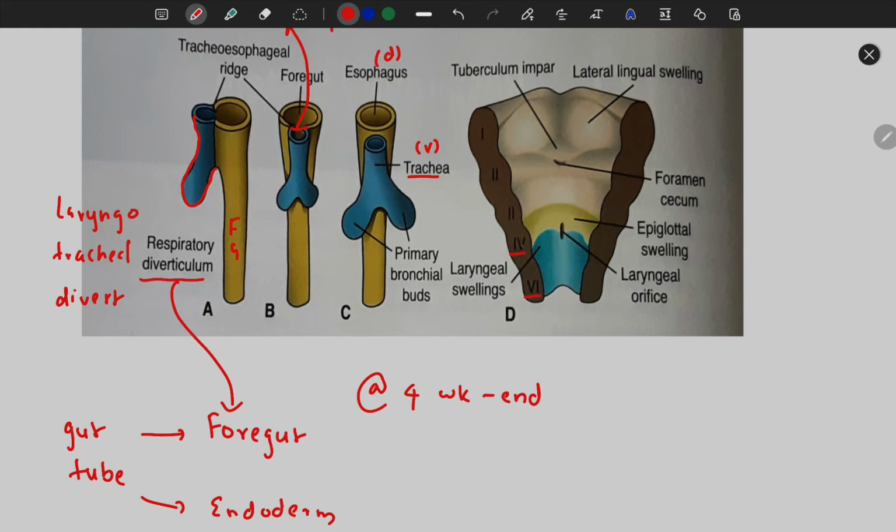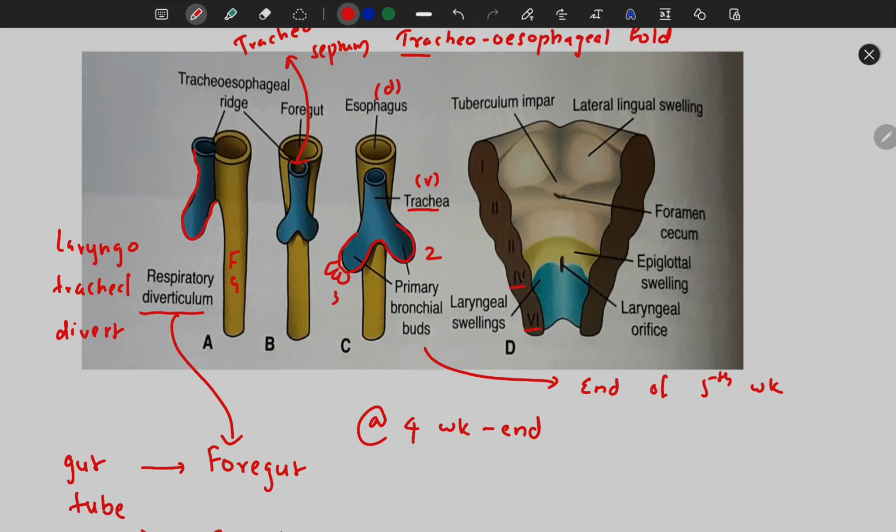So the development of the bronchial bud, two bronchial buds, as you can see right here, that is a primary bronchial bud arises. So by the end of fifth week, the right bronchial bud divides into 3 buds, and the left bronchial bud will divide into 2 buds. So that means we have 3 lobar bronchi on right side and 2 lobar bronchi on left side.